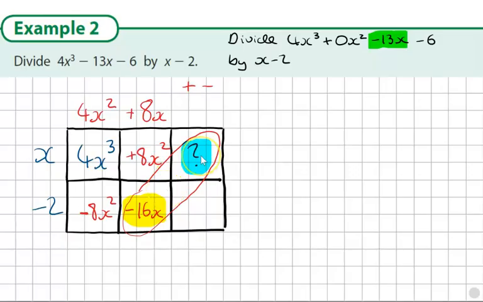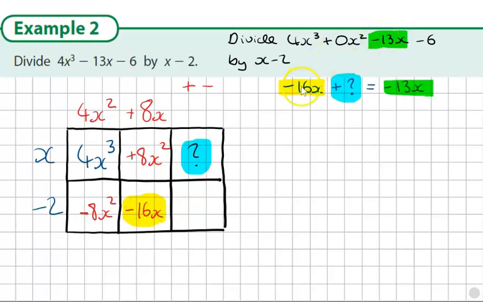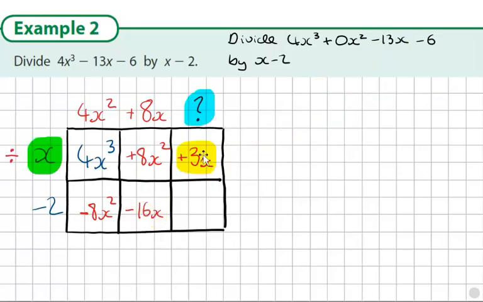Minus 16x plus or minus something must give us minus 13x, which is the next term in our dividend. And it's going to be plus 3x. So plus 3x goes into that box. So we go back to the start now. We're dividing next, so we see our division symbol there. 3x divided by x gives us something, and our answer goes on top.